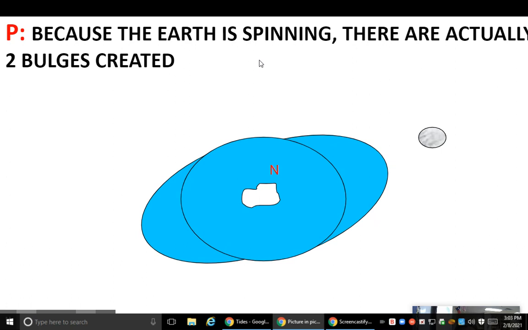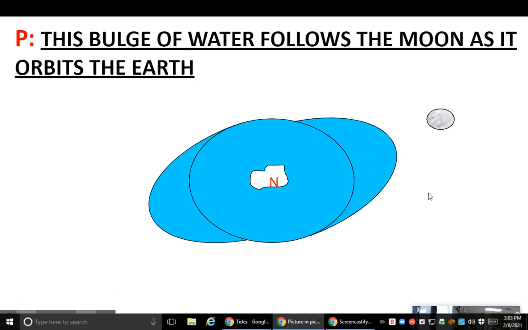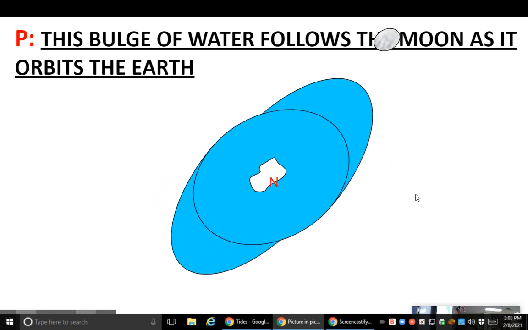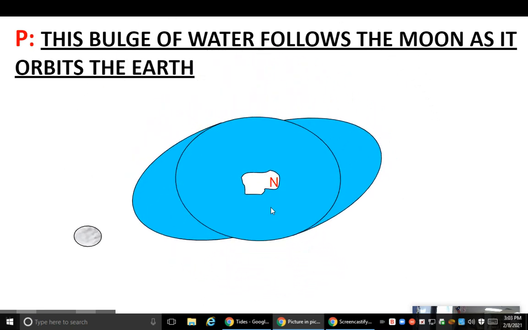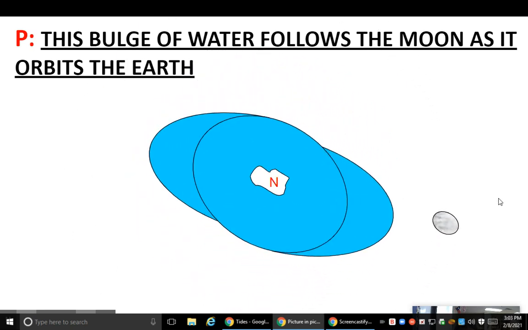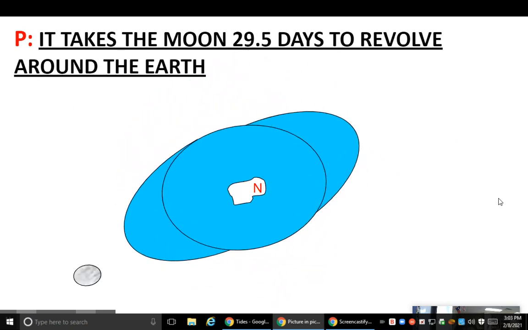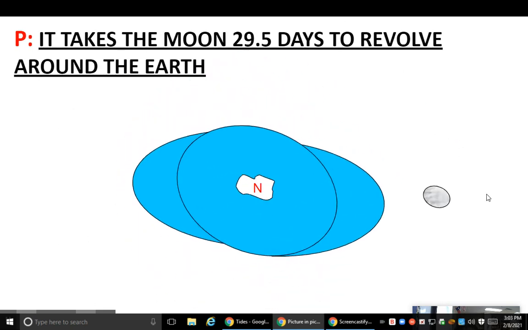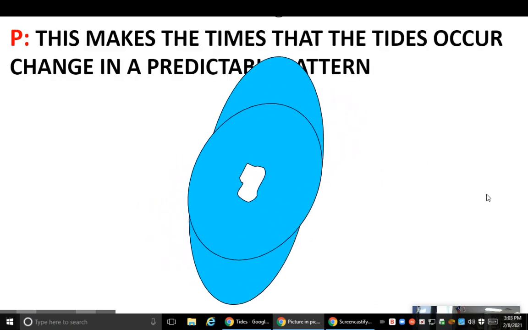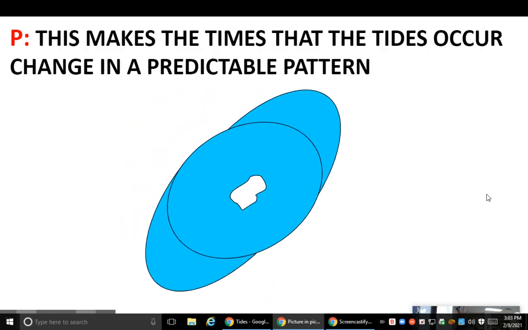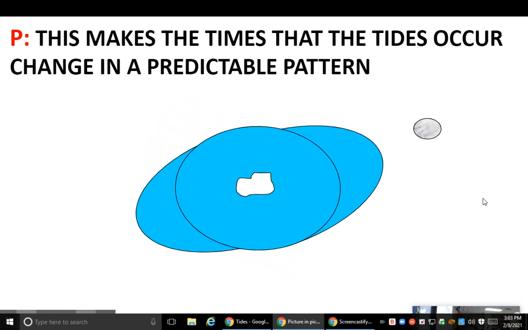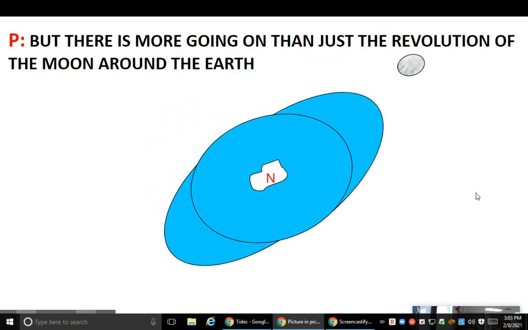Because Earth is spinning, there are actually two bulges being created. This bulge of water follows the moon as it orbits the Earth. It takes the moon 29.5 days to revolve around the Earth. This makes the time that the tides occur change in a predictable pattern.